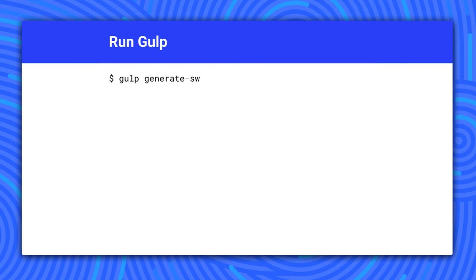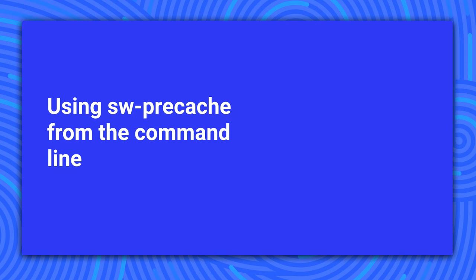Now we can run gulp to generate the service worker. SW Precache generates a production-ready service worker, and we can specify resources for the service worker to cache on install. There are many other options for configuring the generated service worker to accomplish whatever you need. We cover these options here.